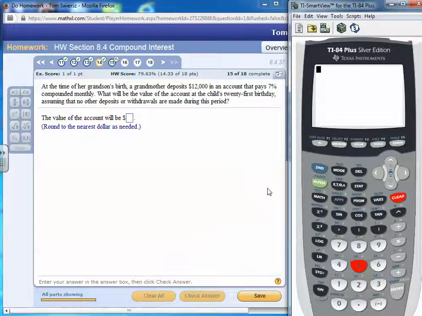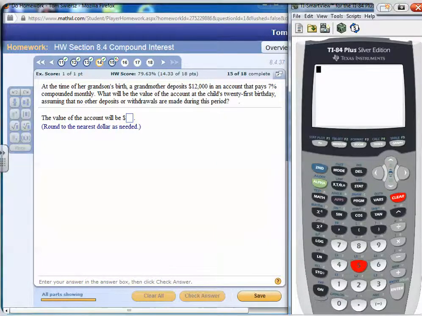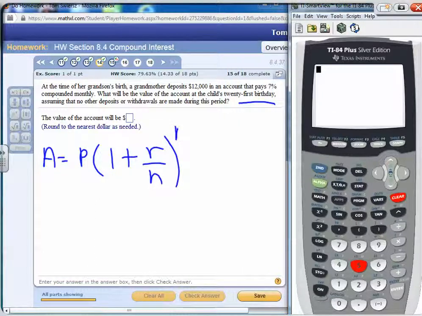All right, number 14. At the time of her grandson's birth, the grandmother deposits $12,000 in an account that pays 7% compounded monthly. What will be the value of the account at the child's 21st birthday, assuming no other deposits or withdrawals are made during this period? Okay, so we want the future amount. Original principal times 1 plus r over n raised to the n times t power. The original investment is $12,000.